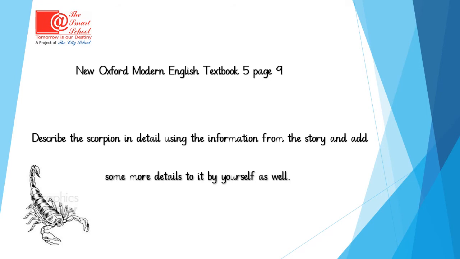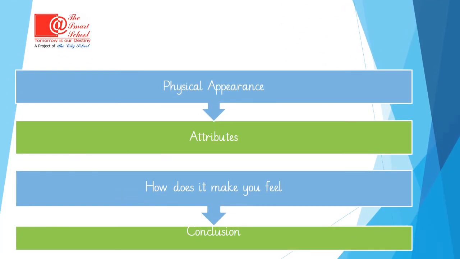Now, after talking to your teacher about the description of the scorpion you found in the story, get yourself ready to write the description of the scorpion of your own. The information you found in the textbook is there to help you. Also add more details by yourself as well, and think about how you will describe the scorpion. Now think, what could the scorpion look like? Think what sort of characteristics a scorpion might have, and how does it make you feel, and conclude everything you have said earlier in 1 or 2 sentences.